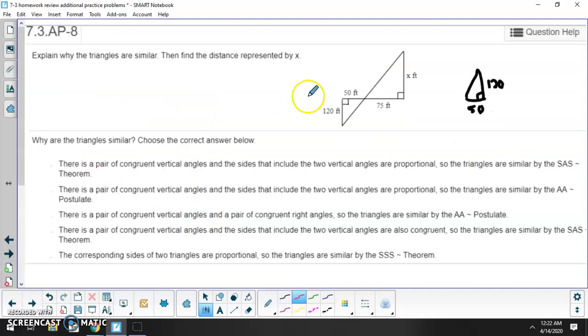All right, let's try to tackle this one here. Okay, explain why the triangles are similar.